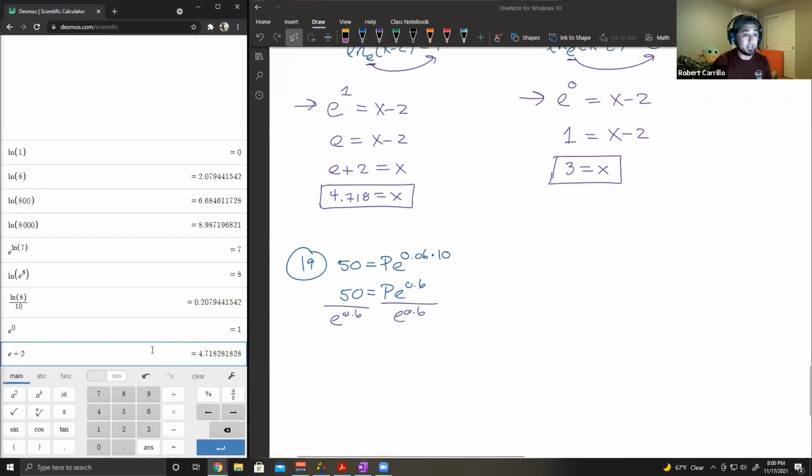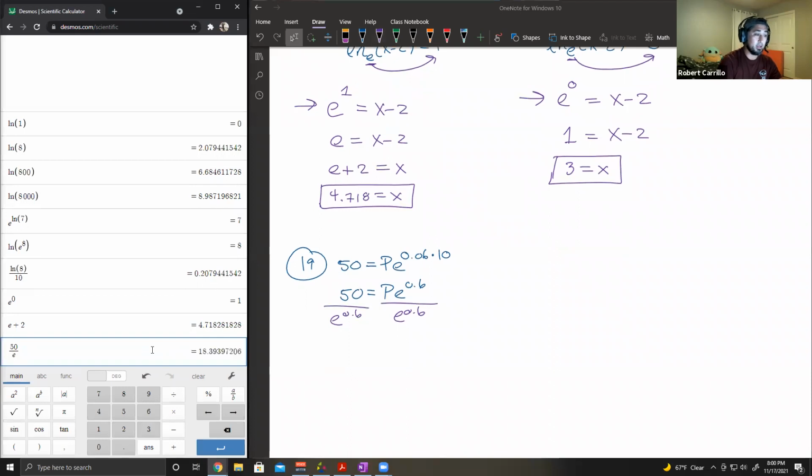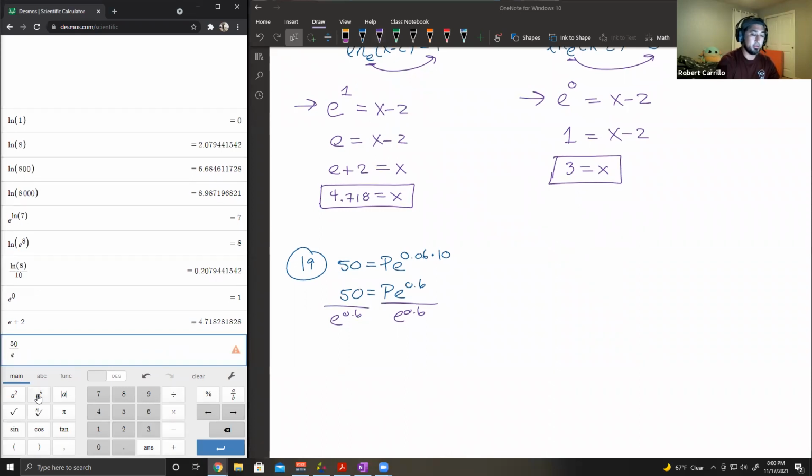So in Desmos, I'm going to type it in just like I wrote it. 50 over e raised to the 0.6. And we will get that P is equal to 27.441. All right, cool. Everybody good with that? Good, we're going. Okay.